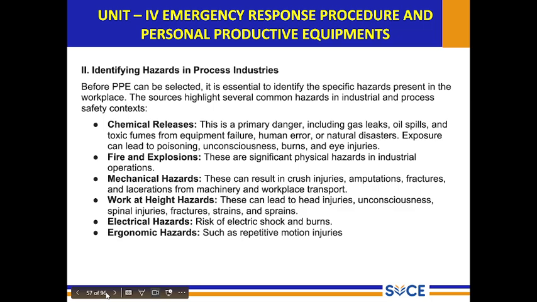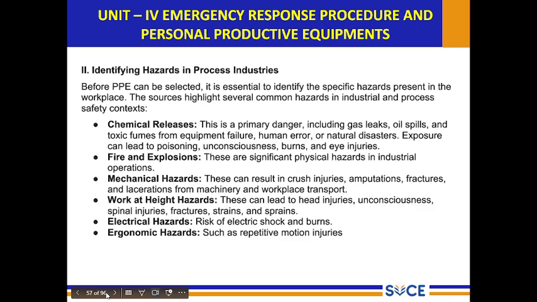is an emergency. Chemical release is a primary danger, including gas leak, oil spill, and toxic fumes from equipment failure, human error, or natural disaster. This exposure can lead to poisoning, it can make people unconscious or irritated, it can give them burns and eye injuries, all these things. That is what happened at Union Carbide. So much methyl isocyanate leaked and spread across the entire Bhopal region. So many were affected. That's about the chemical release.